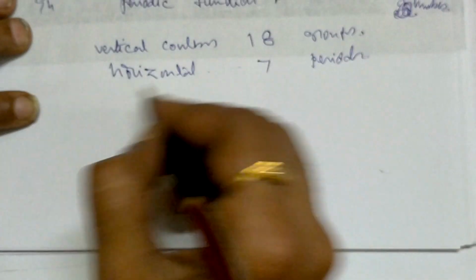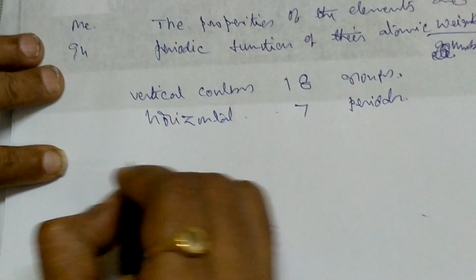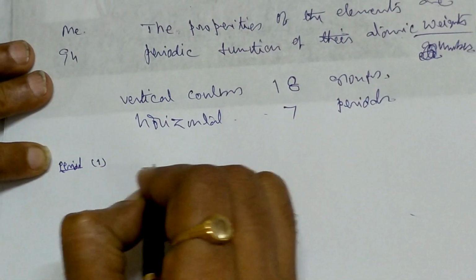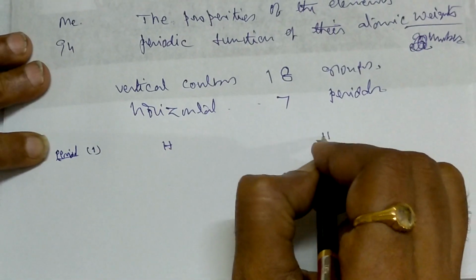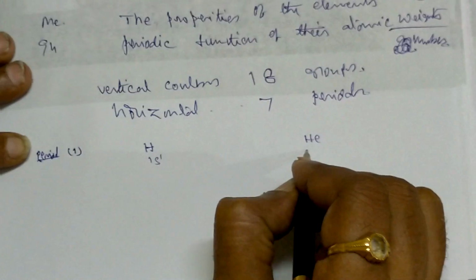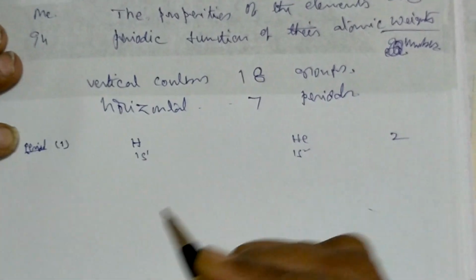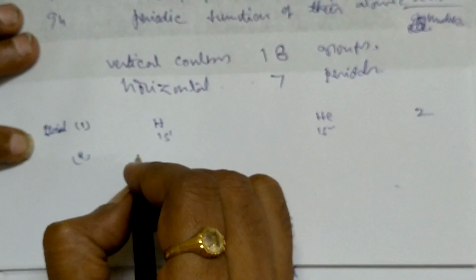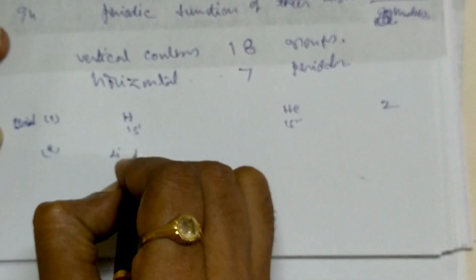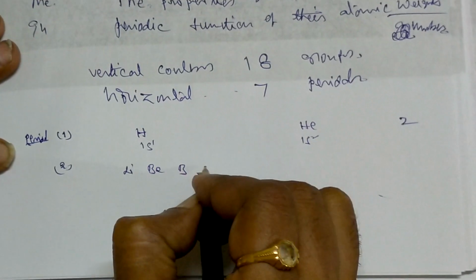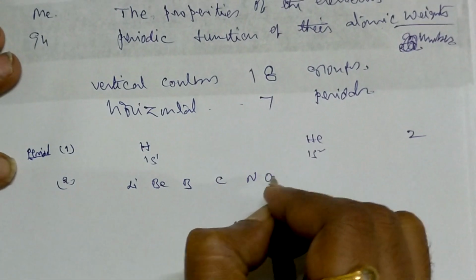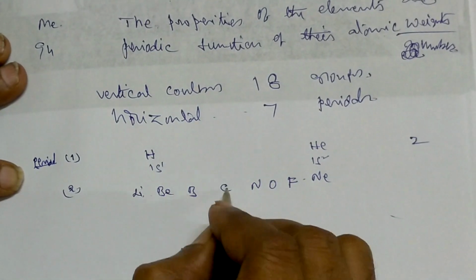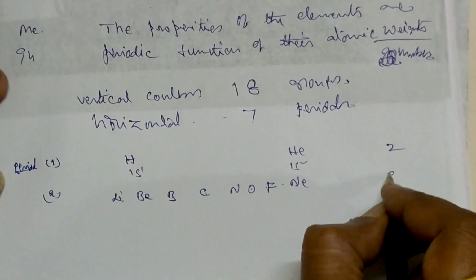Vertical is 18, groups. I am talking about the first period. How many elements are there? Hydrogen is there, helium is there. This is 1s1 and 1s2. In total, only 2 elements are there. The second period starts with lithium, beryllium, boron, carbon, nitrogen, oxygen, fluorine and neon. 1, 2, 3, 4, 5, 6, 7, 8. So it will be 8.